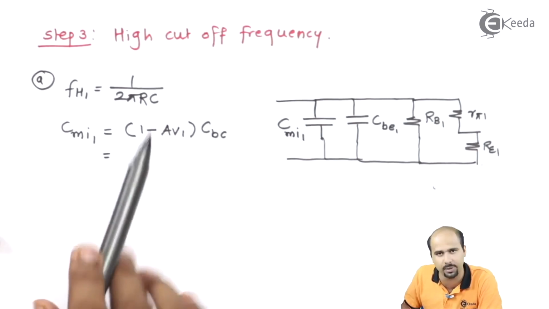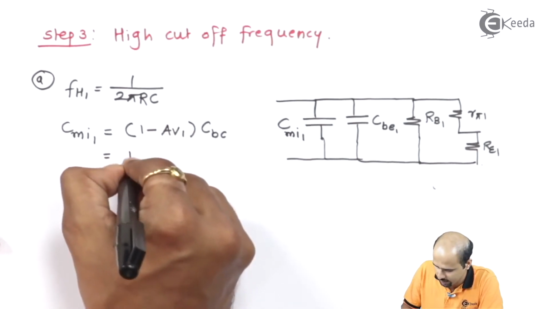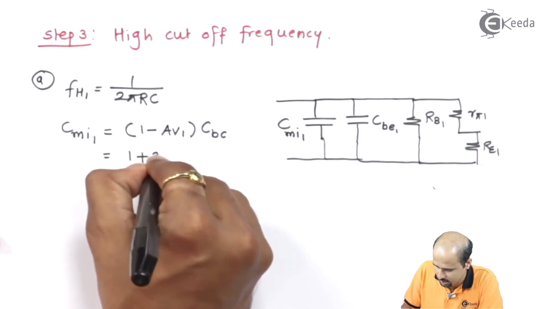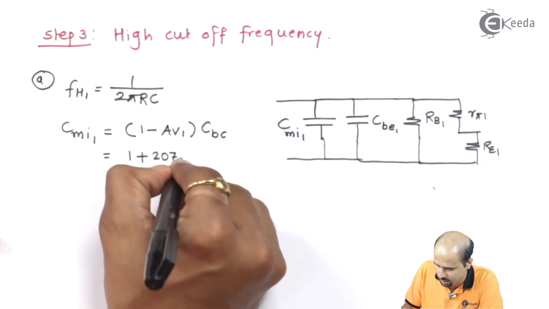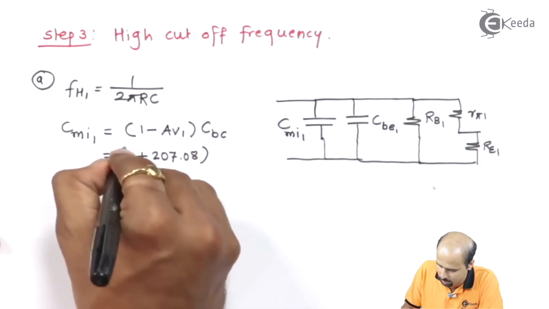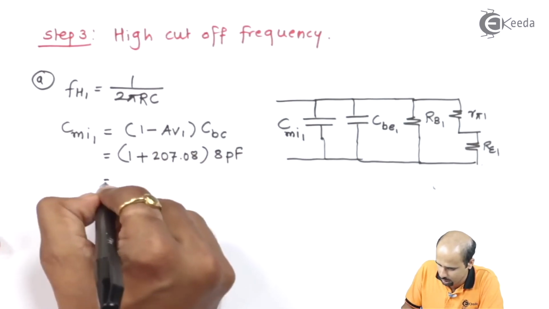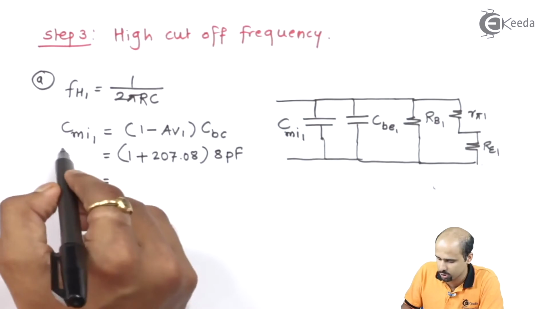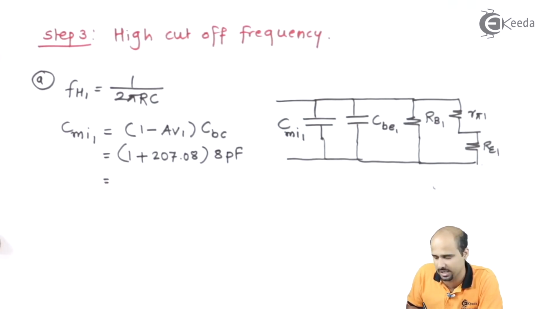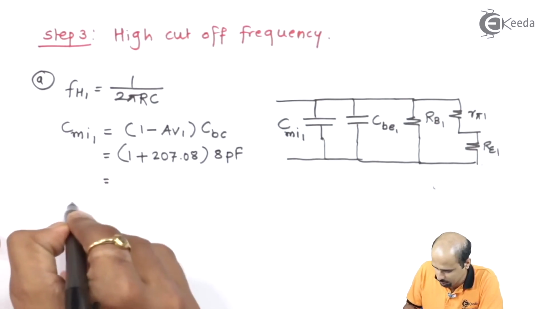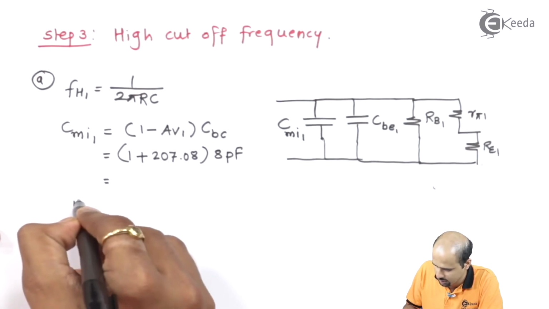So negative will become positive. So we can say that 1 plus 207.08 multiplied by CBC, that is 8 picofarad. Okay, calculate this value. Come to me after your calculation of CMI1. Then how to calculate the value of complete C?